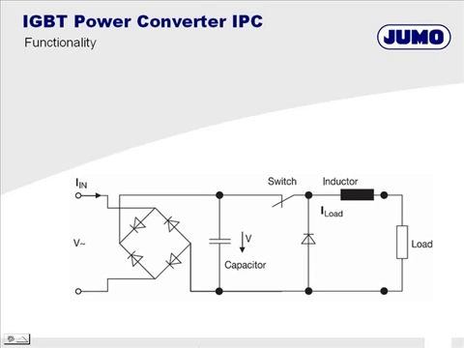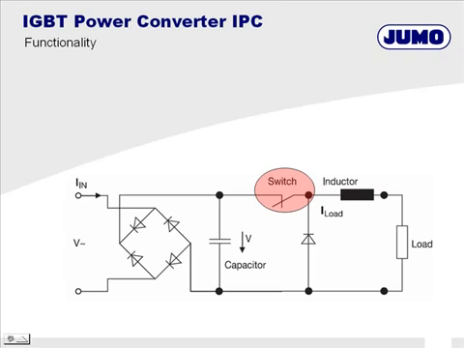Now we would like to show the functionality of the power converter. The supply voltage is rectified in an intercircuit. The IGBT is drawn as a switch and is switched on and off with a frequency of 16 kHz. Due to pulse width modulation, the pulse DC voltage is generated on the load.